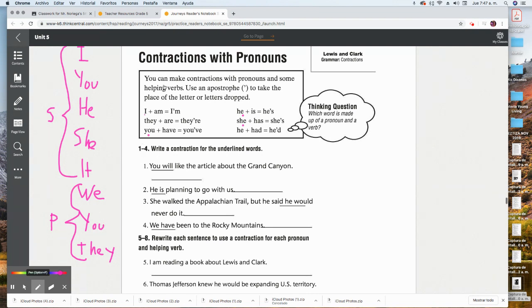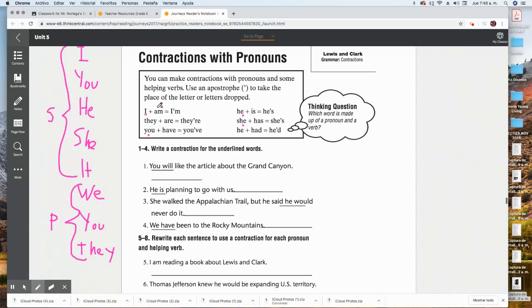You can make contractions with pronouns and some helping verbs. Use an apostrophe to take the place of the letter or letters dropped. So pronouns plus helping verbs equals contraction. Let's look at the first example. I plus am equals I'm. In this case, the apostrophe replaces the letter A, which is the one that drops when we make the contraction.